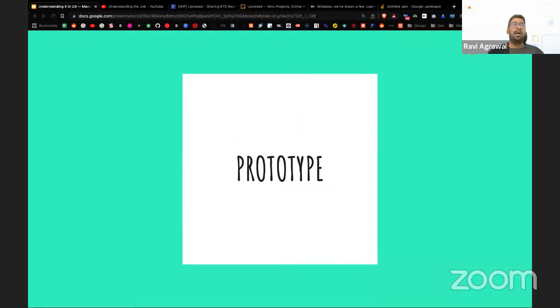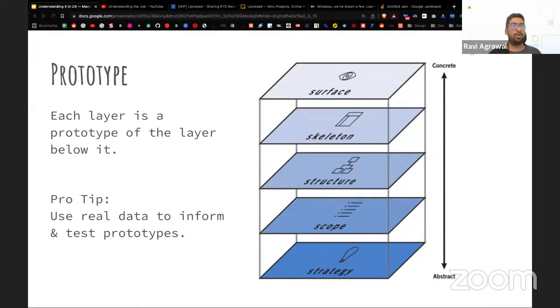Having said that, after you have done all of these exercises, your prototype is ready, and now it is ready to test with users. I just wanted to share another nugget of wisdom on prototypes. You remember this diagram that I had shown earlier. Each layer is a prototype of the layer below it. What I mean by this is, if you make a roadmap or a scope of things that you want to build, that is a prototype of your strategy. Once you have done that and your strategy didn't work out, then you need a change in your strategy. So every single layer is a prototype of the layer below it.